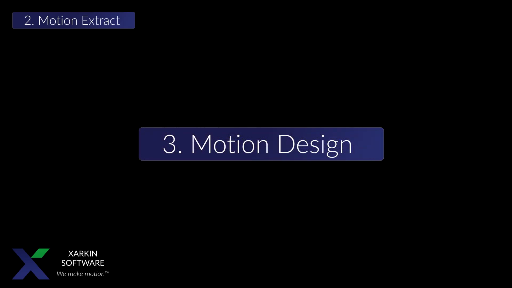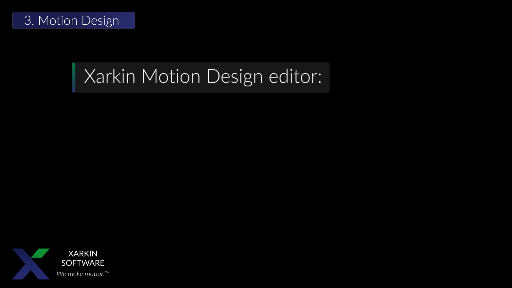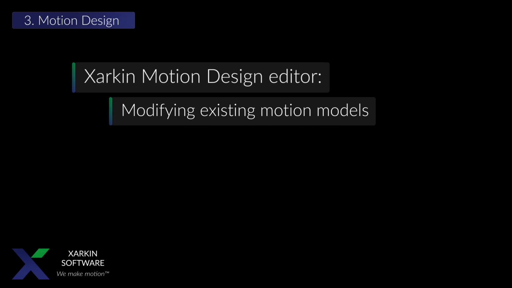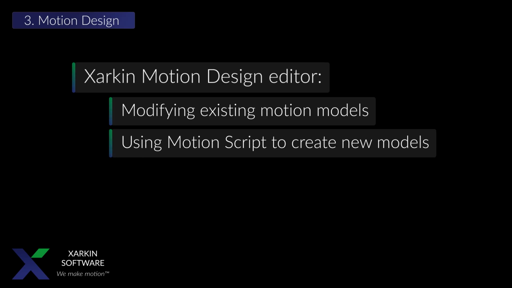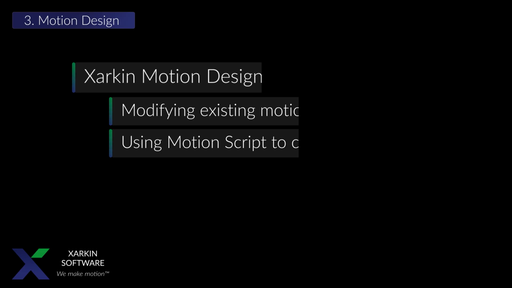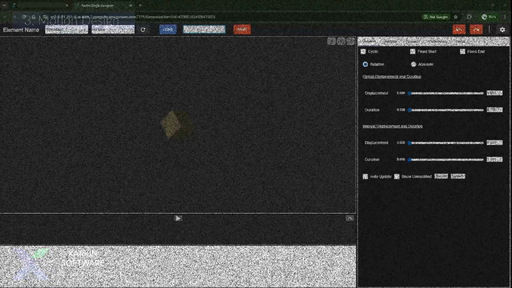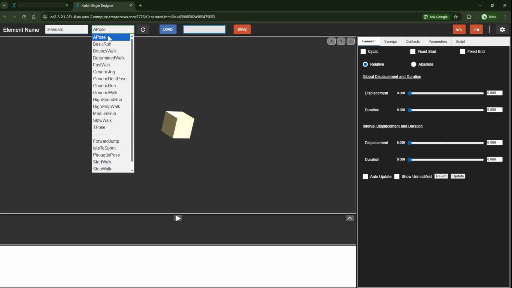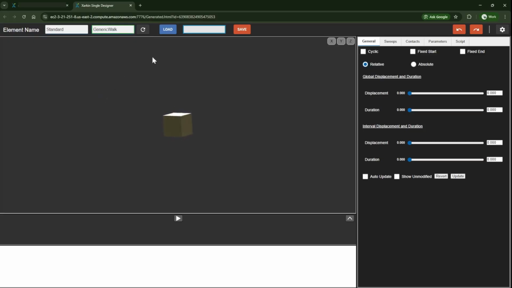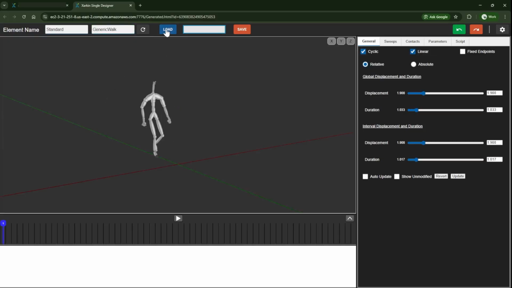Xarkin motion models can be opened in the Motion Design Editor. The Motion Design Editor serves 2 main purposes. It can be used to modify existing models, either to change the model or to create a new one. It can also be used to code Xarkin Motion Script. Motion Script is a markup language processed by the Xarkin Motion Server to generate pose data. The Motion Design Editor runs in a browser. We can load a motion model on the stage from a library, or we can use Motion Script to generate pose data which we can then edit.